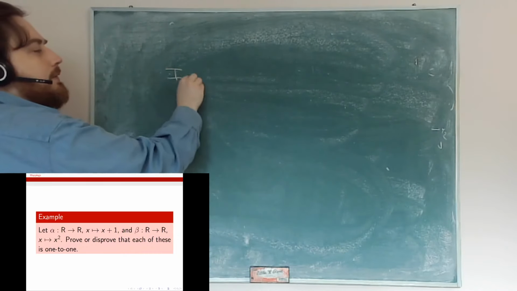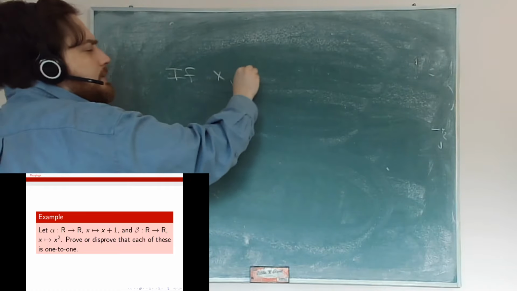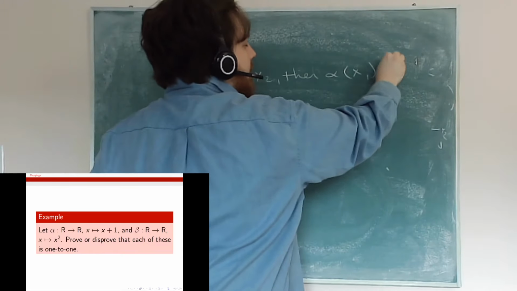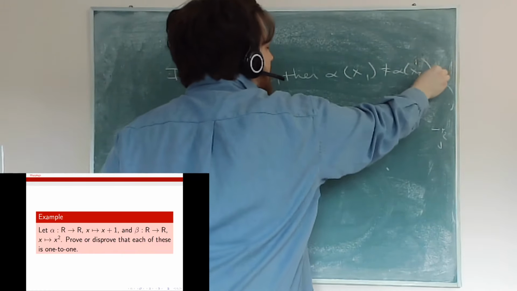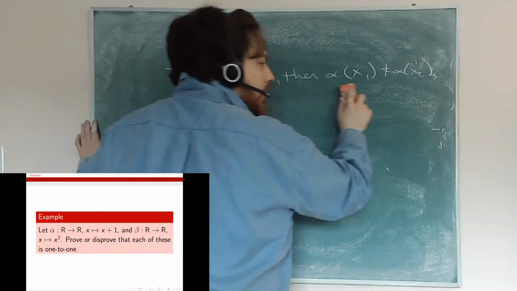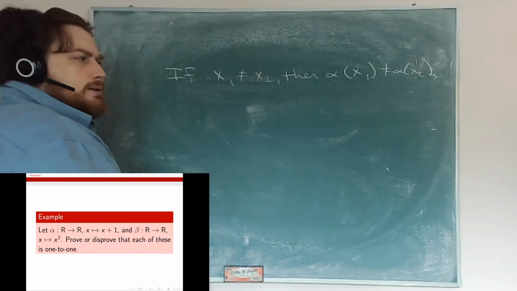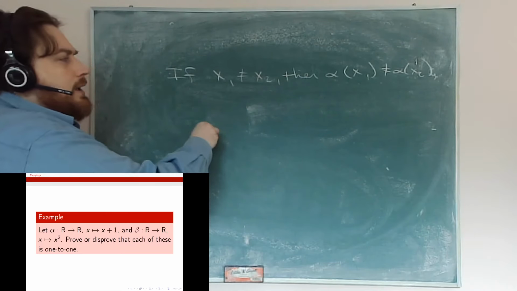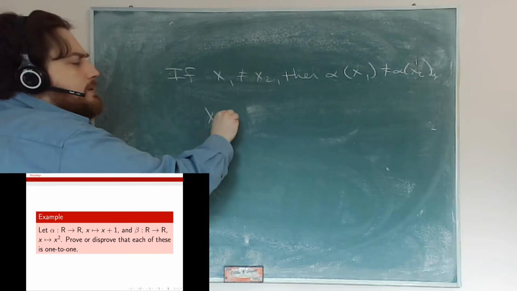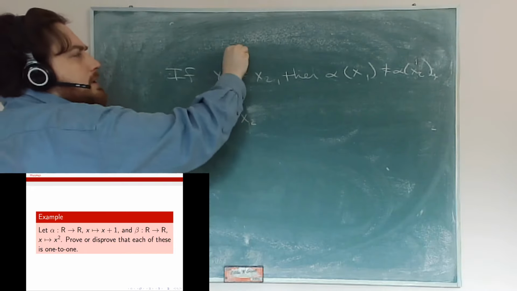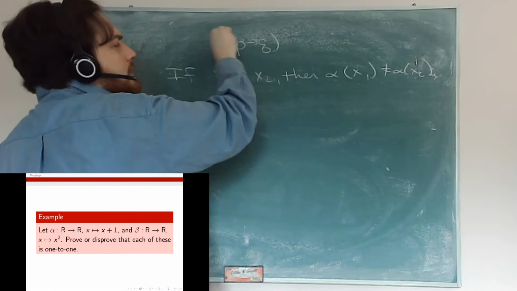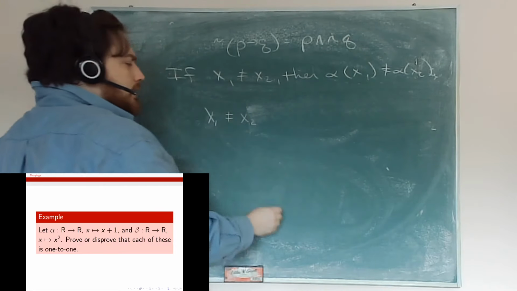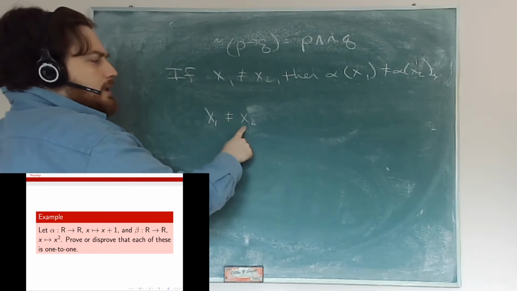Now I'm going to go back to: if it is one-to-one, then if x1 is not equal to x2, then alpha of x1 is not equal to alpha of x2. If we want to show something is not one-to-one, what we have to do is prove the negation of this. So what is the negation going to be? The negation of if p then q is p and not q. So we have to find x1 is not equal to x2.